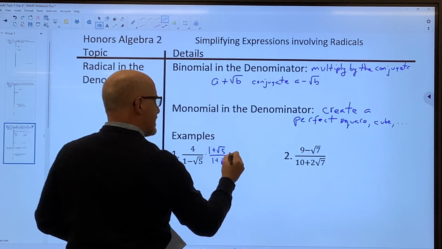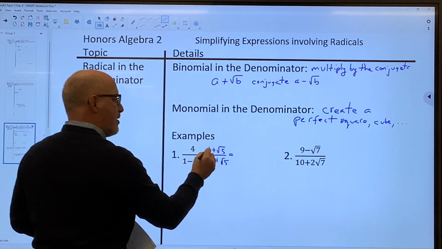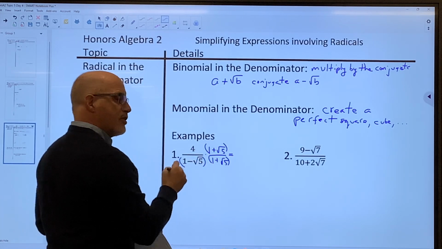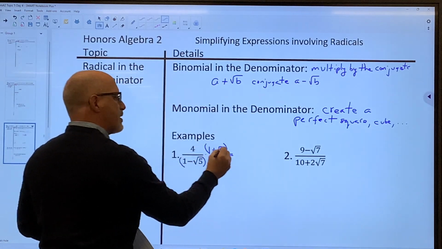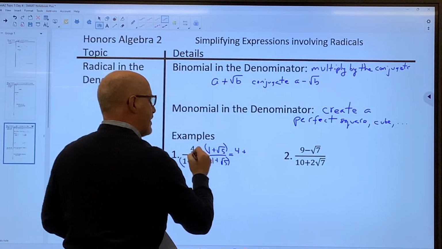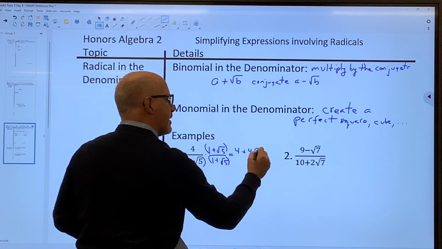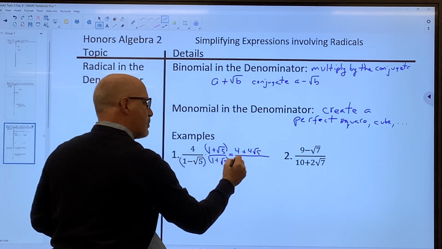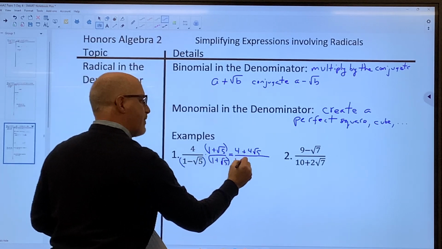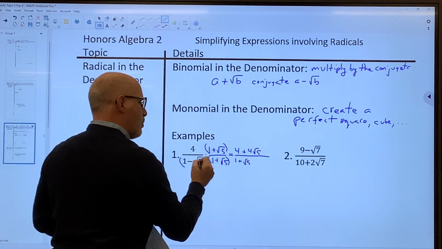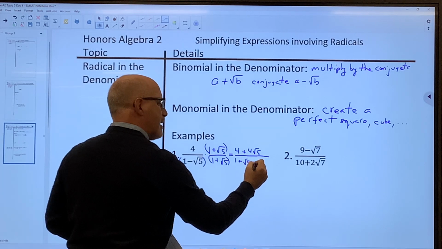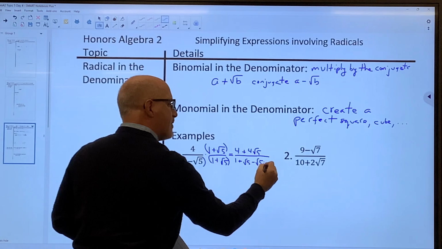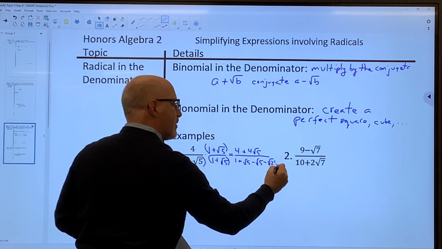When I go ahead and multiply this out, in the top I'm going to have 4 times, and if you want to put parentheses on this, if it helps you to remember to distribute. So 4 times 1 gives me 4, and then 4 times the square root of 5. And then down here, we're going to double distribute. 1 times 1 is 1. 1 times the square root of 5 is the square root of 5. Negative square root of 5 times 1 is minus the square root of 5. And then negative square root of 5 times positive square root of 5 is negative square root of 25.